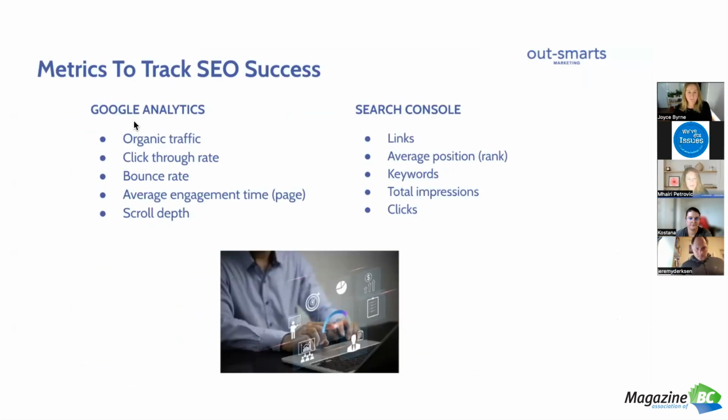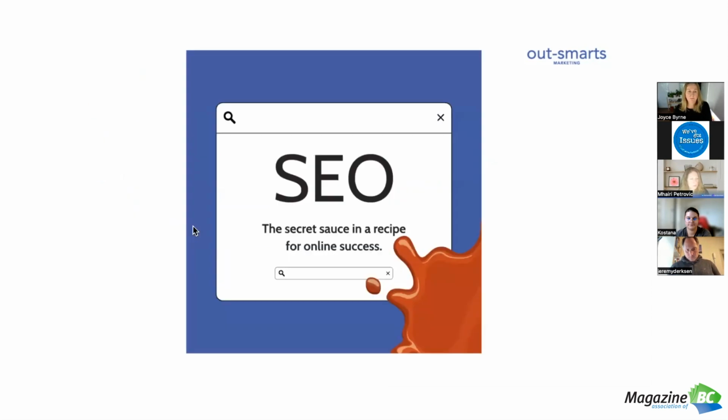Now, metrics to track your SEO success. We looked at the ones in Search Console. When you're looking in your Google Analytics, things like organic traffic, your click-through rate, your bounce rate, your average engagement time, your scroll depth. That's a topic for a whole other session, but these are the things that you should be checking in on for each article and for your SEO. These are the most important ones.